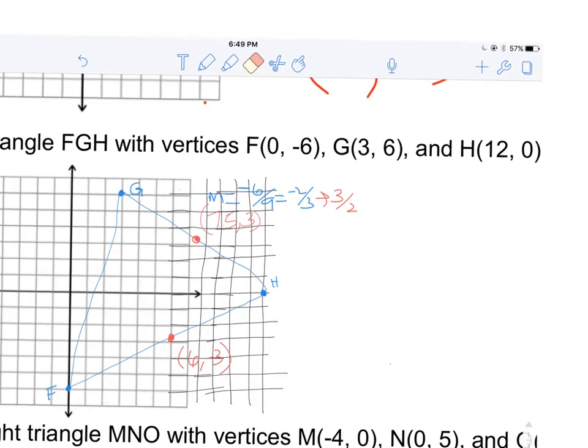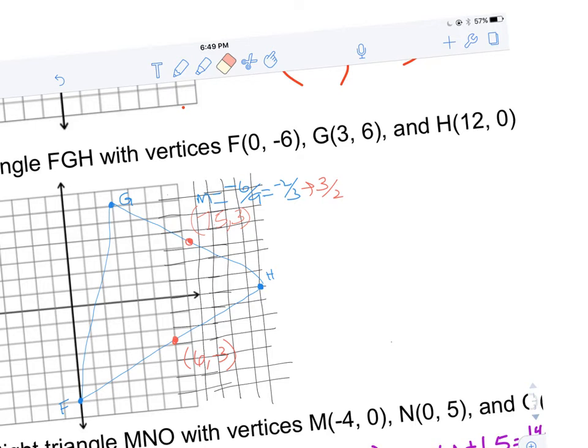I'm doing the same thing with my other line. I have FH here. From F to H, I'm going up 6, and I'm going over 12, so that's the same as 1/2. If I take the negative reciprocal of that, my slope is -2.